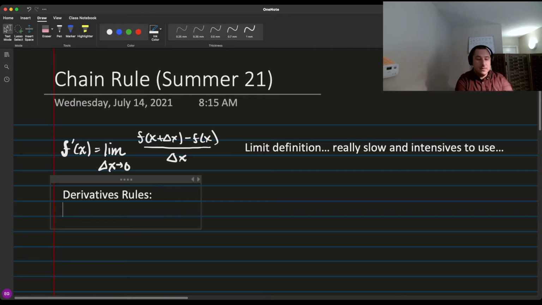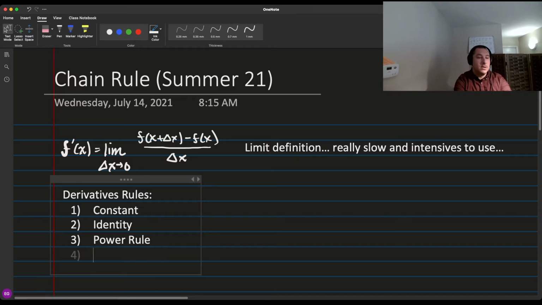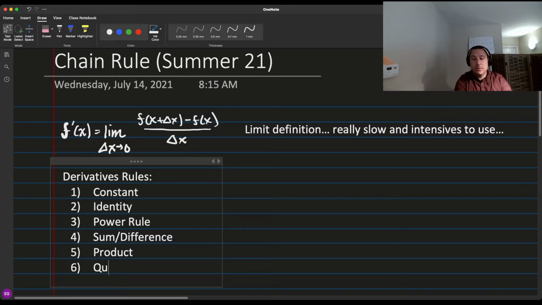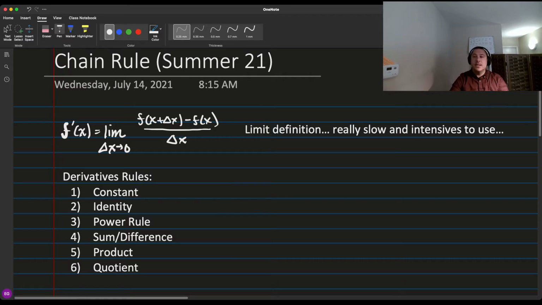What sort of rules did we look at? Things like, how do you take the derivative of a constant? How do you take the derivative of the identity function? The power rule, taking the derivative of x to the n. The sum and difference rule. The product and quotient rule. Right, so we have all these derivative rules that basically sped up the process of taking derivatives. And we could write them if we wanted to.